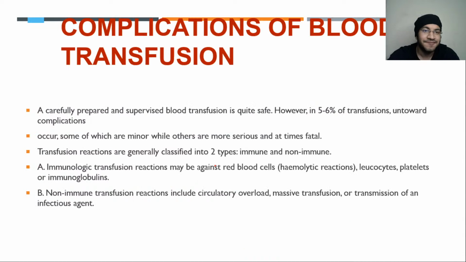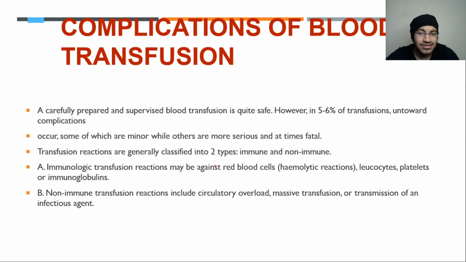Now complications of the blood transfusion. A carefully prepared and supervised blood transfusion is quite safe. However, in 5 to 6% of the transfusions, untoward complications occur, and some of which are minor, while others are more serious and at times they are fatal. Transfusion reactions are generally classified into two types. First is immune and non-immune.